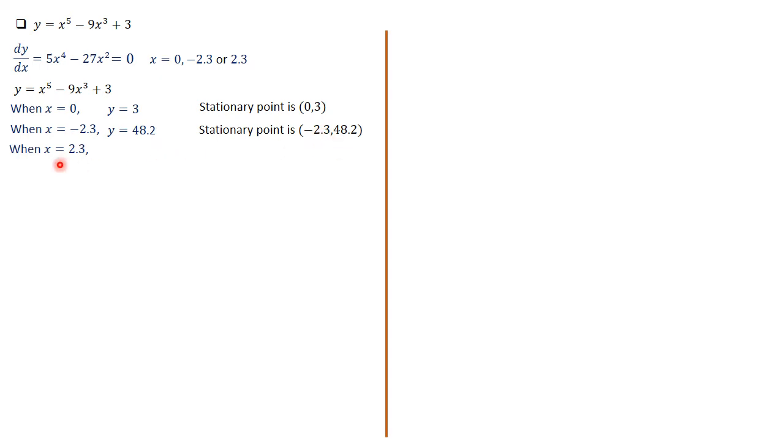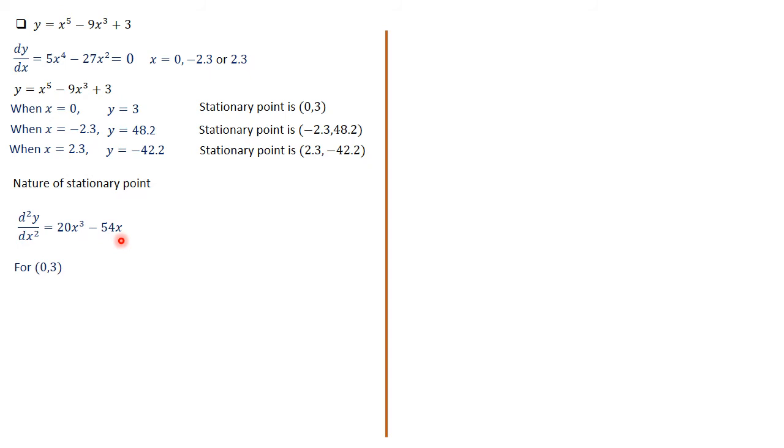Again, put the value of x to be 2.3 in the equation and continue. You get y is equal to negative 42.2. There is a stationary point at that particular point, and therefore we have 3 stationary points. Now, let's test the nature of these stationary points. The first thing, I suggest you go to the second derivative. Since the first derivative was 5x raised to the power 4 minus 27x squared, differentiate this further, you get 20x cubed minus 54x. For the first point, 0, 3, putting the value of x as 0 in this equation, the second derivative becomes 0. That tells us it's a point of inflection.